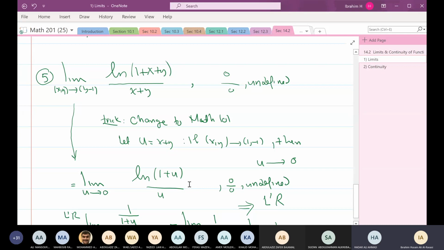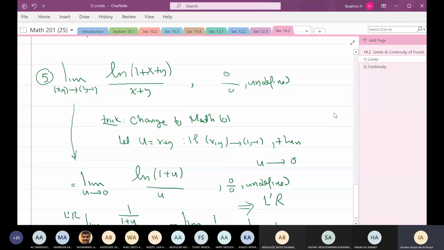Again, what if there is no common value? Then that means you cannot use this technique. You have to think of something else. Okay, so this is how to find the limit.